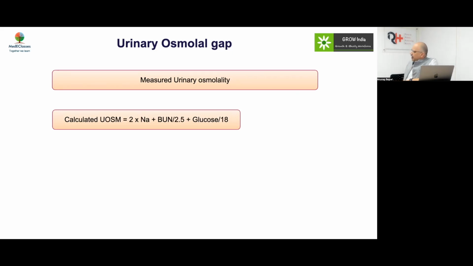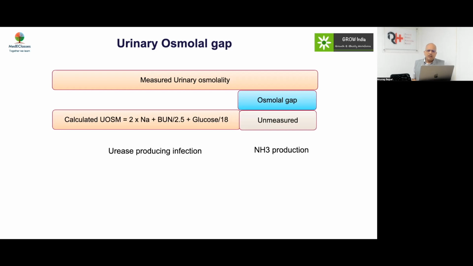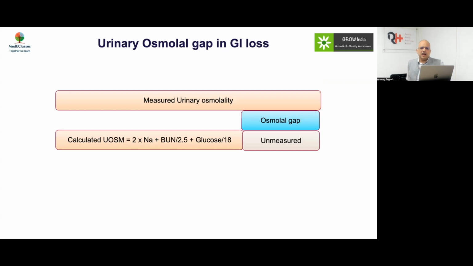So if you find that the measured osmolality is much more than the calculated osmolality, it means there is some new osmol which has been produced, and most commonly this is ammonium. So normally, if you have an increased ammonium production, this osmolar gap will go up. However, a caveat is that if you have a urease producing infection, you will of course have more ammonia coming in, which may be falsely giving you a negative scenario in that regard.